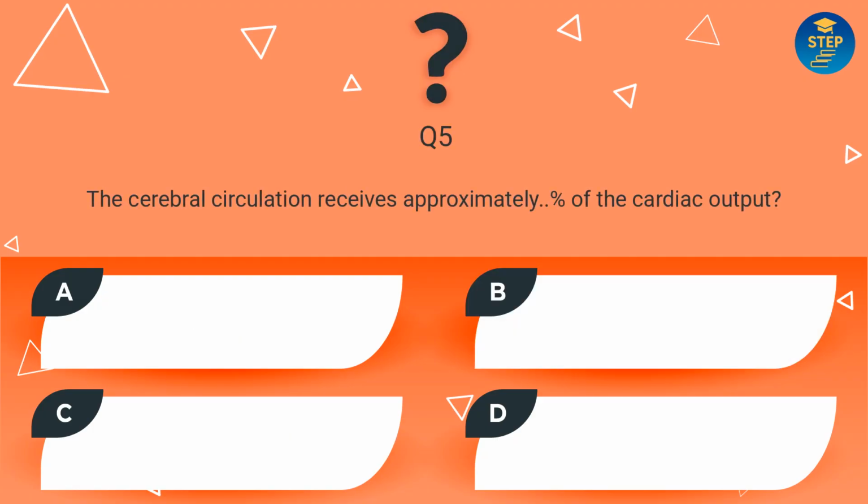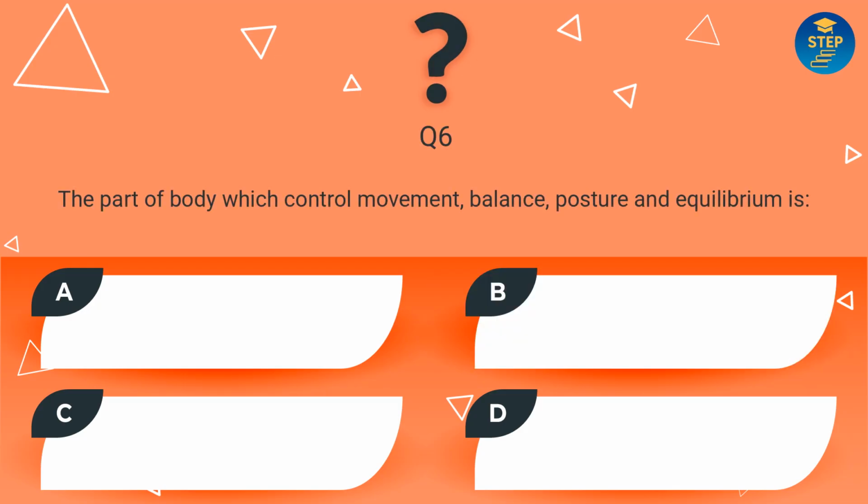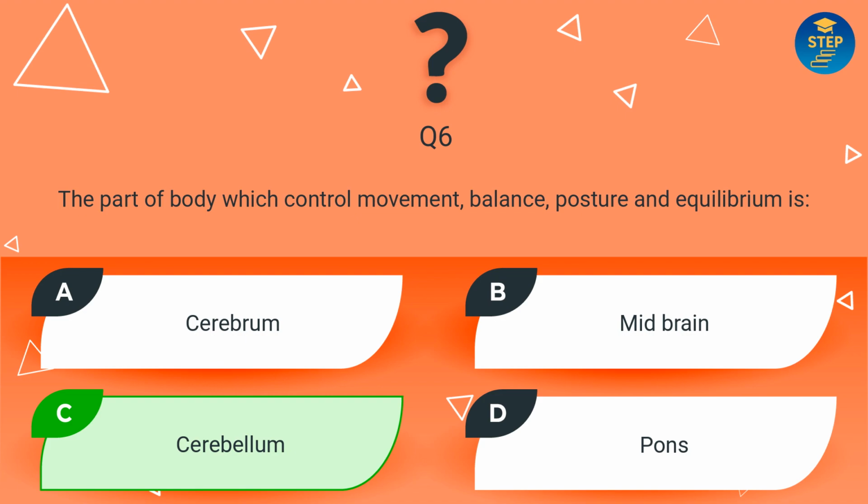The cerebral circulation receives approximately what % of the cardiac output? 10, 15, 20, 25. Answer is 15. The part of body which controls movement, balance, posture and equilibrium. Cerebrum, midbrain, cerebellum, pons. Answer is cerebellum.